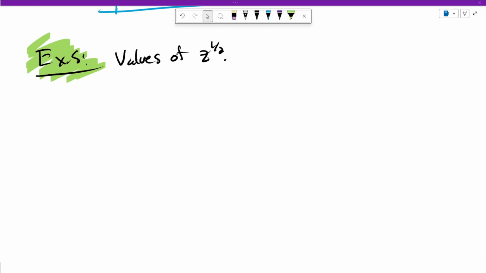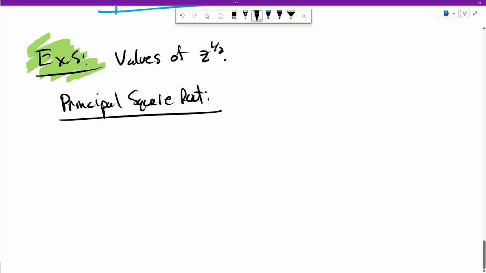In example 5, we're going to return to a function that we introduced a while ago, the square root function. And when we write z to the 1/2, what we mean is the principal square root. And what does that mean?